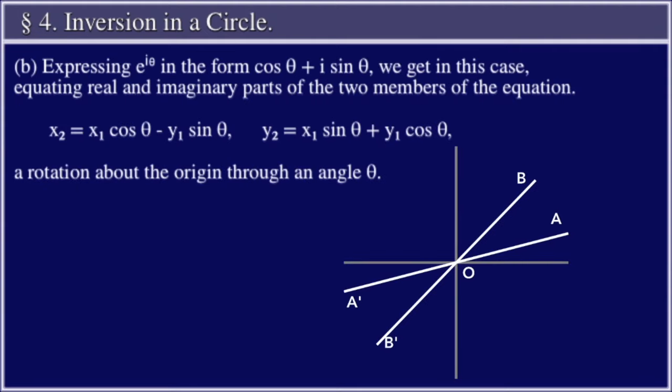B. Expressing e^(iθ) in the form cosine θ plus i sine θ, we get in this case, equating real and imaginary parts of the two members of the equation, x2 equals x1 times the cosine of θ minus y1 times the sine of θ, y2 equals x1 times the sine of θ plus y1 cosine of θ, a rotation about the origin through an angle θ.